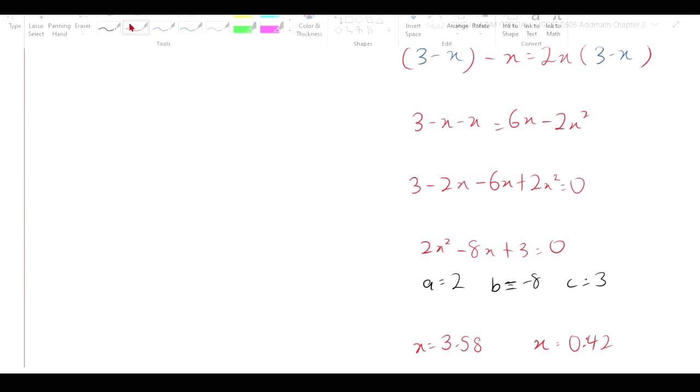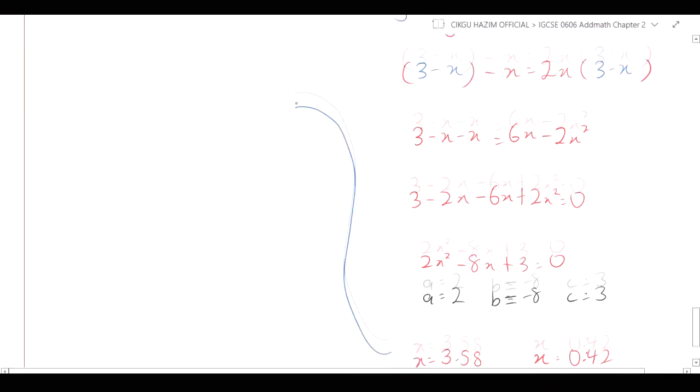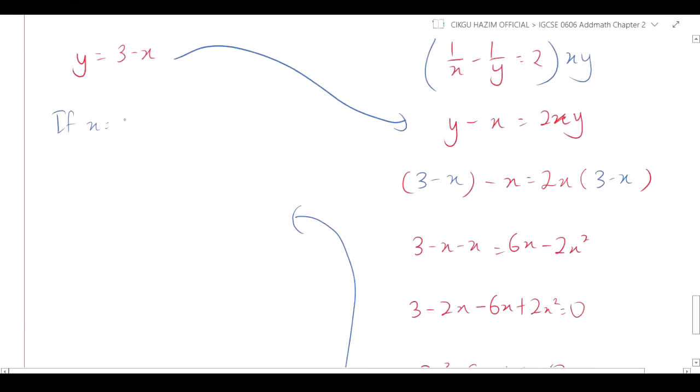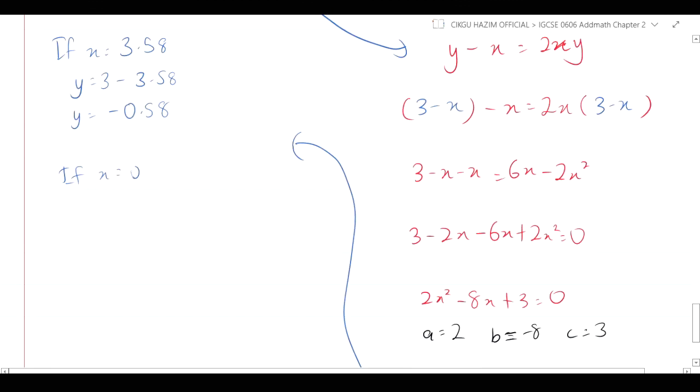Once you get the value of x, then you substitute back into the left side here. Okay, so that you have a systematic working, which one to look at, which one to put the arrow to. So if x equals what here? 3.58. Then continue your working. So y equals 3 minus 3.58. Just press in the calculator, you're going to get negative 0.58. That's the first one. And then if x equals what? The second is 0.42. So y equals 3 minus 0.42 here, then you're going to get 2.58.